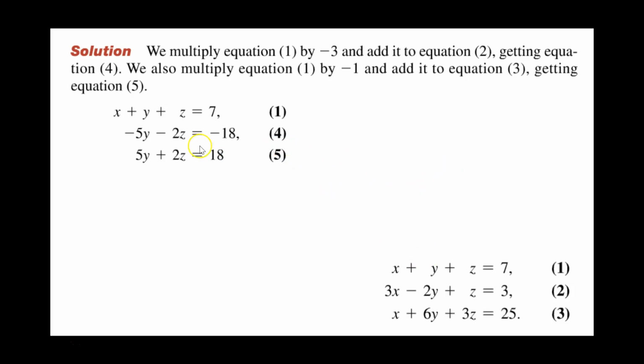Now we're ready to eliminate the next letter using 4 and 5. If you notice, if I add 4 and 5 together, don't y'all see that all the numbers cancel out? If I add this to this, a negative 5 plus a 5 goes away. Negative 2 plus a positive 2 goes away. And negative 18 plus 18 also goes away. So what are we left with?